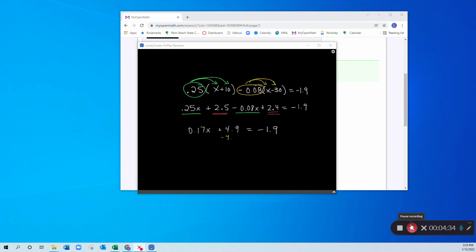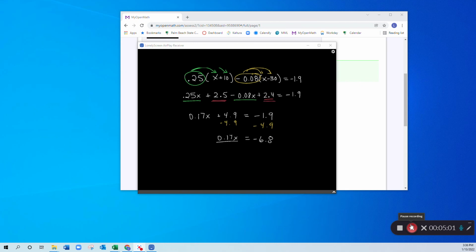Subtract 4.9 from both sides. And you'll see over here on that side of the equation, that's two negatives. So whenever you have two negatives, you end up adding them together and the sign stays negative. So that leaves us with a negative 6.8. And on the left-hand side, I have 0.17x. Very last step.